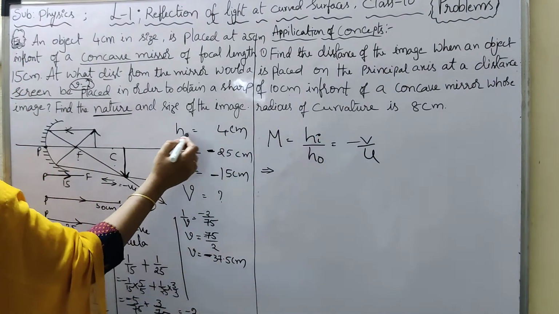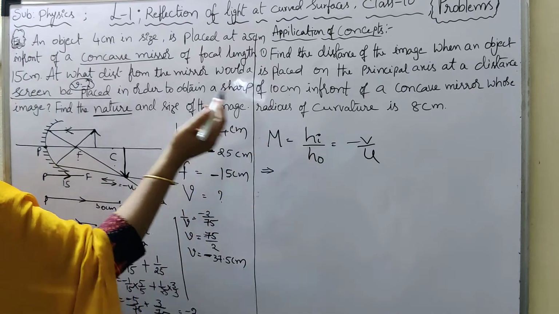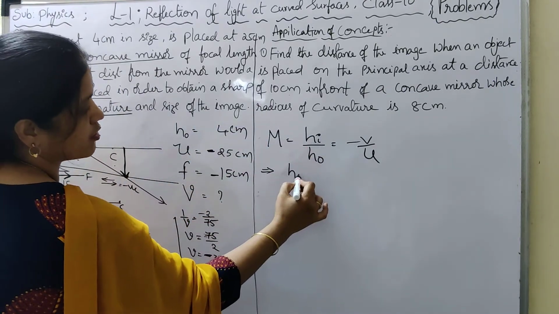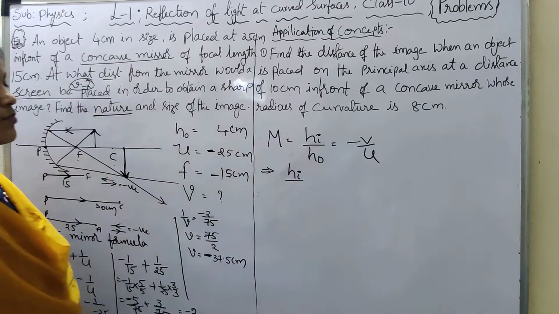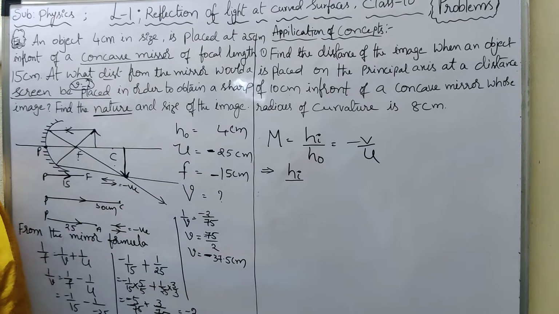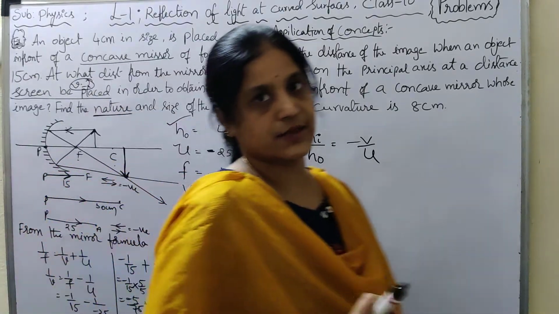Height of the object is given. Sorry, is given. Height of the image, that we must find out. So you have to write it as height of the image, and the height of the object is given as 4 centimeters.